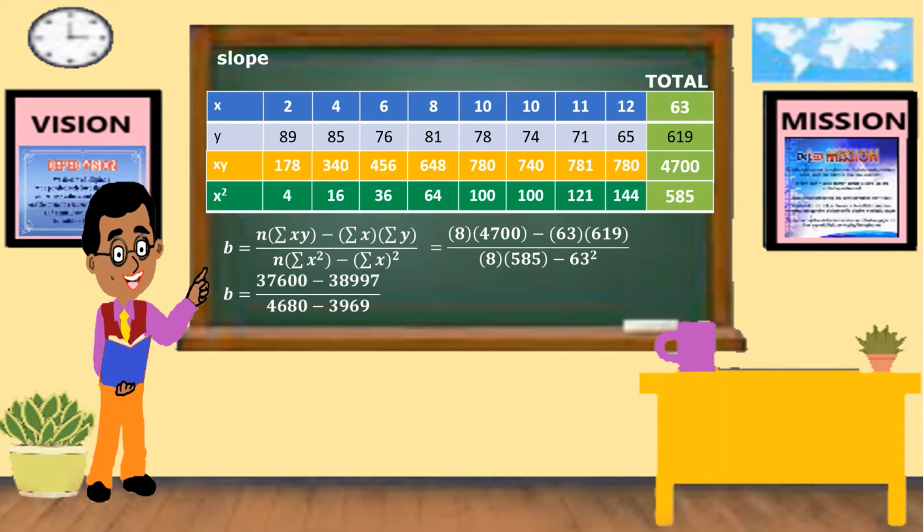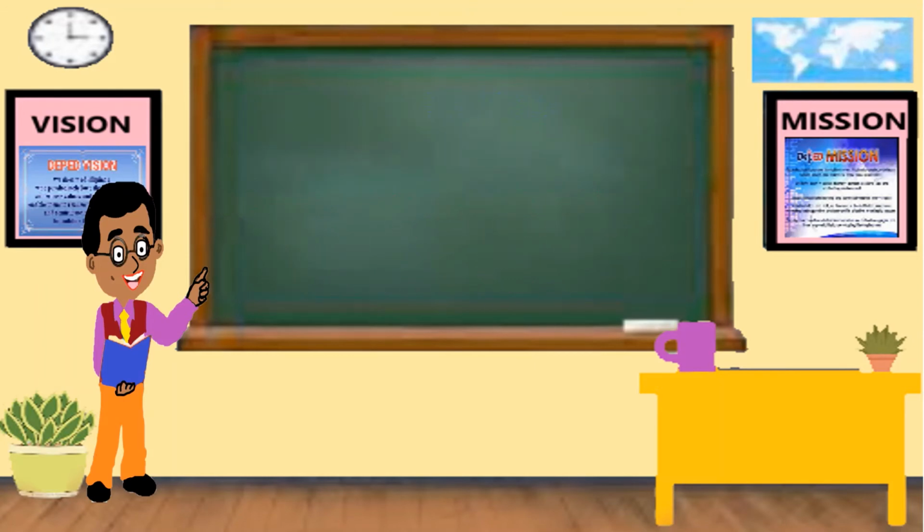Simplifying, we have 37,600 minus 38,997 over 4,680 minus 3,969. This becomes negative 1,397 over 711, so our slope is negative 1.96. Since our slope is negative, there is an inverse relationship between the number of hours watching TV and the grades of the student. Now let's find the y-intercept.